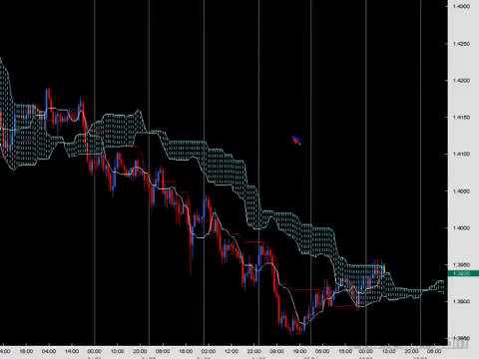Obviously, the longer we're on one side of the Kumo, the better. The longer we are below it, the greater the strength of that bearish trend is. The longer we are above it, the greater the strength of that bull trend is.